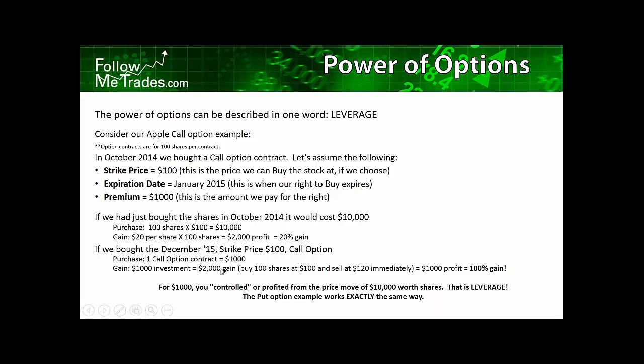We get the same $2,000 gain on the 100 shares, but we only had $1,000 tied up in the trade. So rather than having $10,000 at risk and tied up, we had $1,000 at risk and tied up, and we made $1,000. Now it was a $2,000 gain, but we had to spend $1,000 for the premium, so we made $1,000 profit. That's 100% gain. So for $1,000, you're able to control and get the profit from the price move of $10,000 worth of shares. That's leverage. And a put option example, I won't walk through it, but it works exactly the same way, just in reverse.